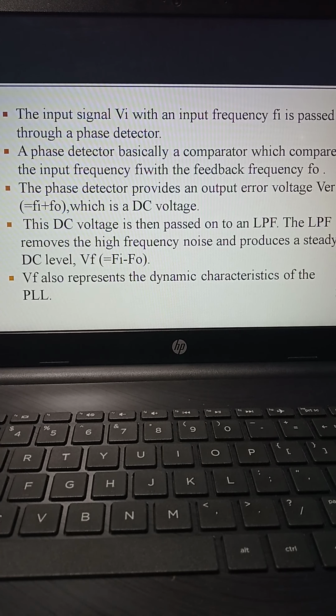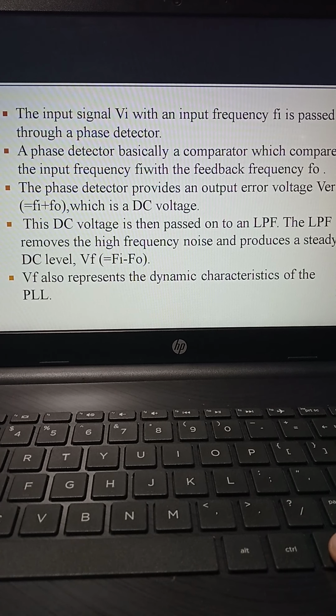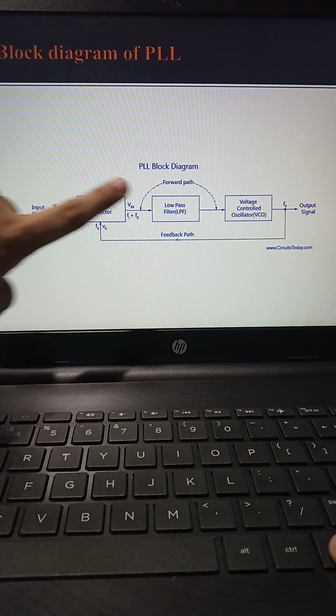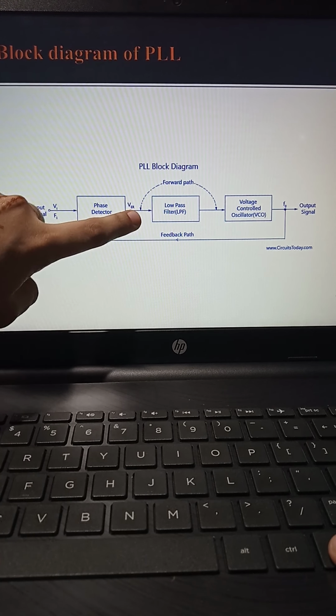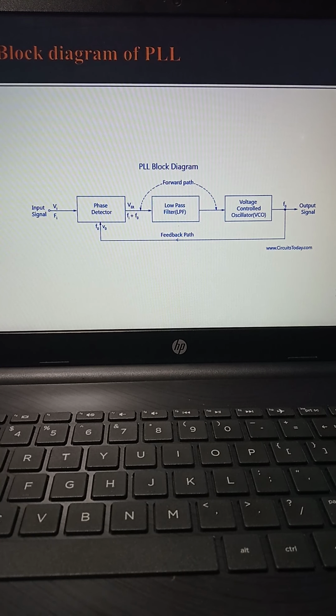The input signal Vi with an input frequency Fi is passed through a phase detector. A phase detector is basically a comparator which compares the input frequency Fi with the feedback frequency F0. The phase detector provides an output error voltage VER equals Fi plus F0, which is a DC voltage. This DC voltage is then passed onto a LPF, that is nothing but a low pass filter. Here we will get an error voltage, which is passed through the low pass filter.